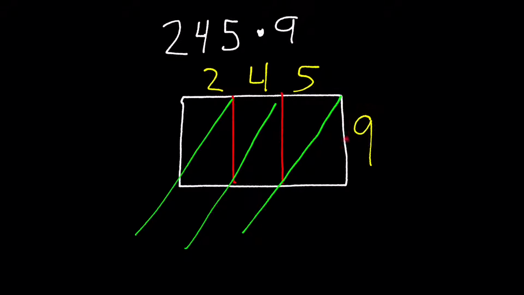We'll start off with multiplying 9 times 5, which is 45. So that's a 5 in the ones place and a 4 in the tens place. Now we can multiply the 9 times the 4, which is 36. 6 in the ones place, 3 in the tens place.